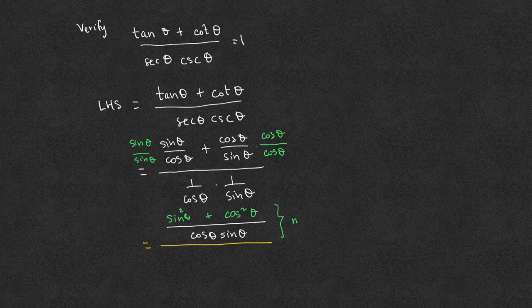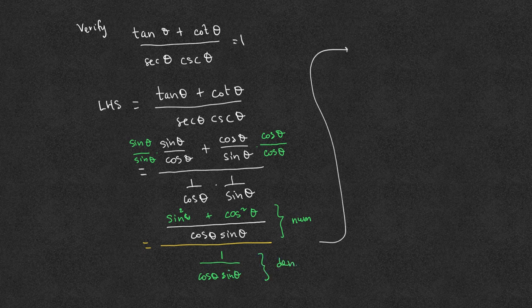But this is the numerator only. In the denominator, we do not need to find the common denominator because this is a multiplication, so we simply multiply across. 1 times 1 is 1. Cosine theta times sine theta is cosine theta, sine theta. And this is the denominator.